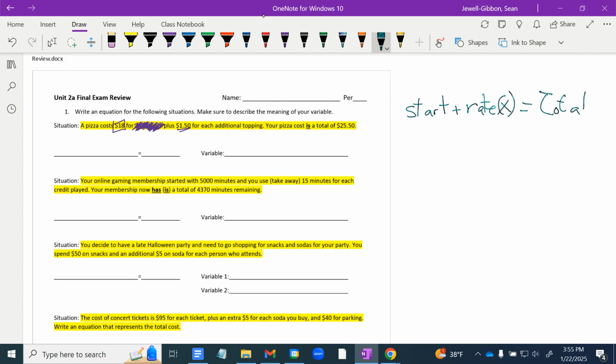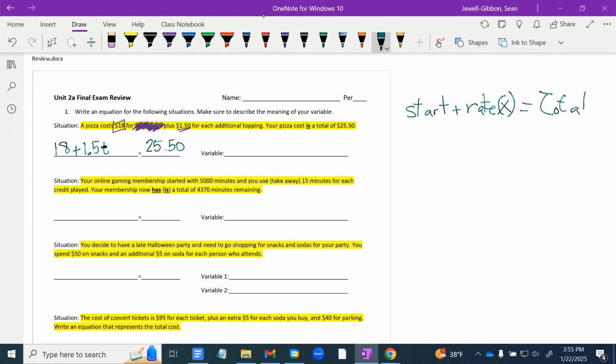Okay, so we got pizza cost 18 bucks. So I'm going to start out with that 18 bucks plus another $1.50, or 1.5 if you like, for each additional topping. So if we go ahead and call, let's use t as our variable here. You can use x, you can use whatever you like, but I'll go ahead and use t for topping. Is going to be equal to our total of $25.50.